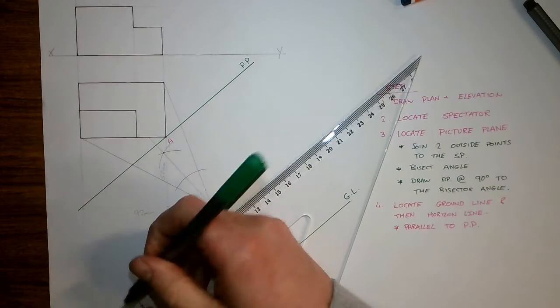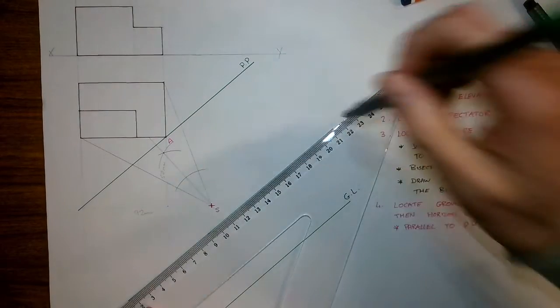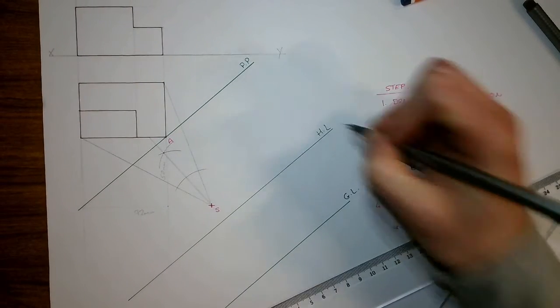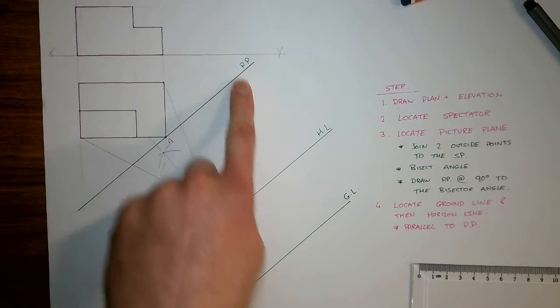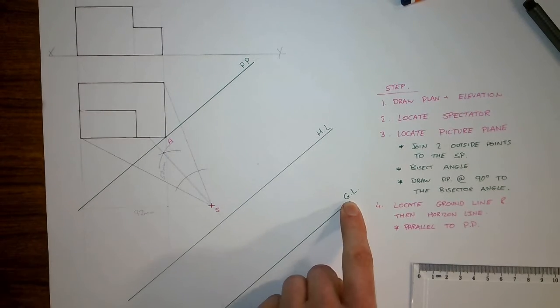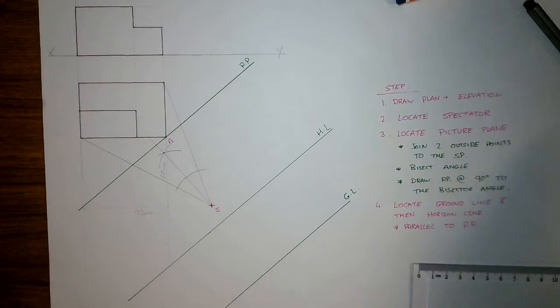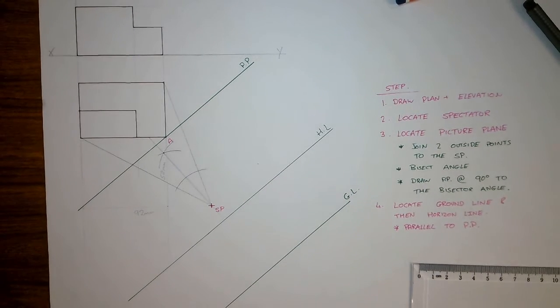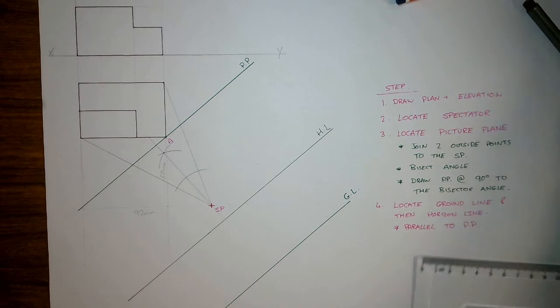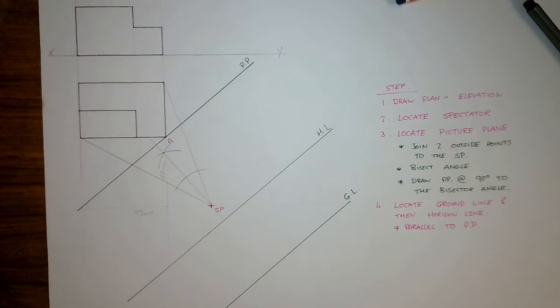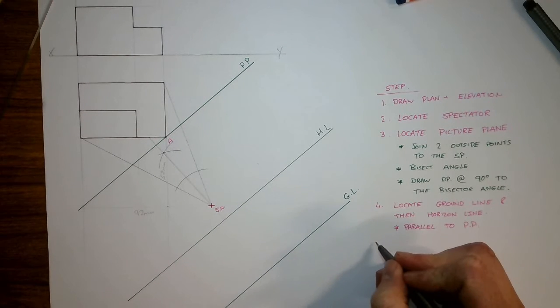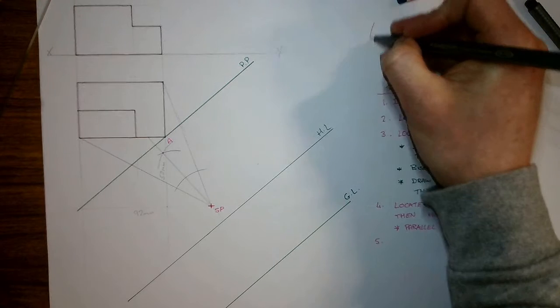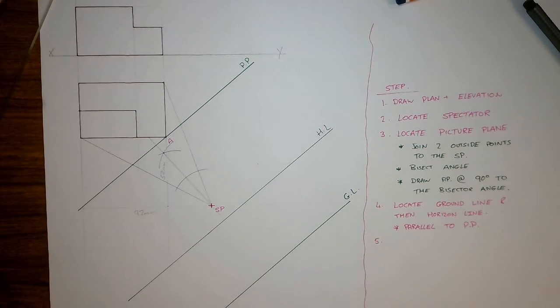Okay. So then that is my HL for horizon line. So PP is picture plane, HL horizon line, GL is ground line, and S or SP is the spectator point. Okay. Now, the fifth step, setting up a perspective question, is to find our vanishing points.